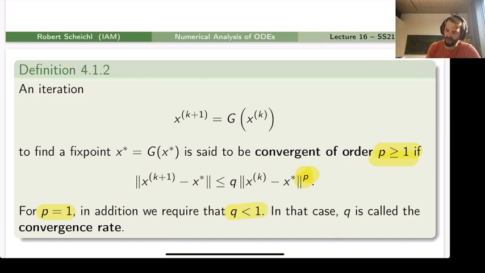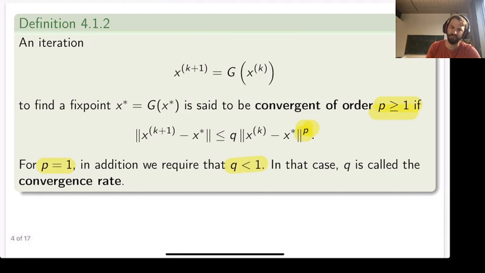Because if this is 1, then this second term here does not decrease. And in order for the left-hand side to decrease, we need q to be less than 1. And in that case, q is called the convergence rate. So if we have a linear convergence, then we talk about the convergence rate q. If we have higher order convergence, we talk about the convergence order of a method. And then the constant is still important, but it's not as critical for higher order convergence.